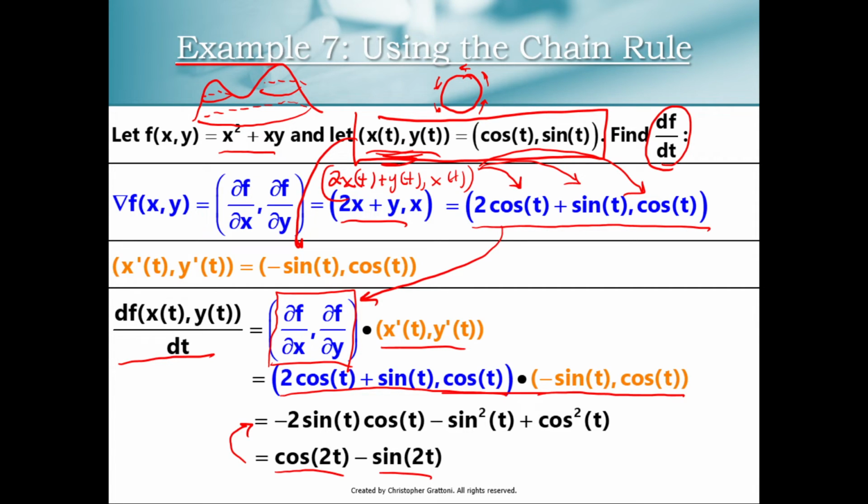This df dt tells you your change in altitude on the curve at a particular t value. So you plug in a t value, and you get your df dt at that particular moment in time, at that particular location on your hiking trail. You get your df dt for that spot.